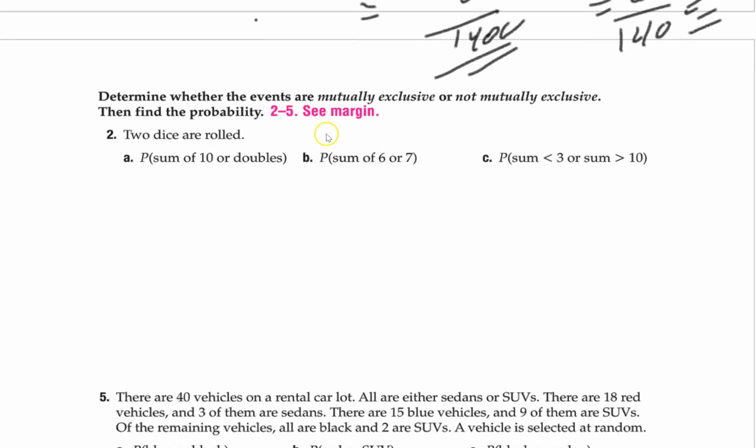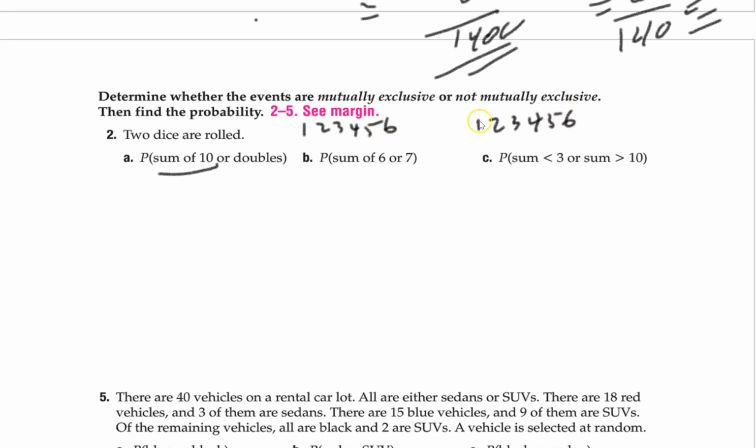Determine whether the events are mutually exclusive or not, then find the probability. So 2 die are rolled. Sum of 10 or doubles. So think about how you get a sum of 10. So that could be, if we're rolling die, remember die are 1, 2, 3, 4, 5, 6. We're going to roll 2 of them. So let me write it again so we get a little thing we work with.